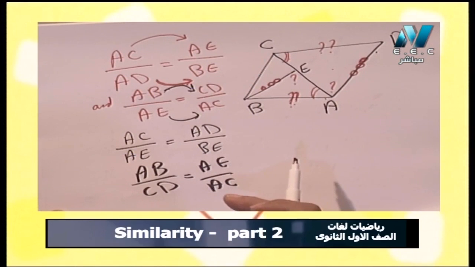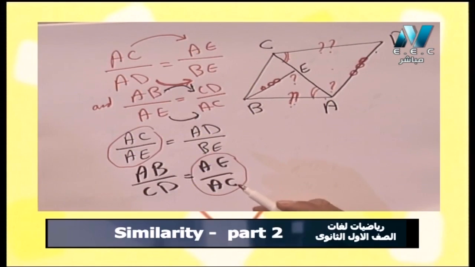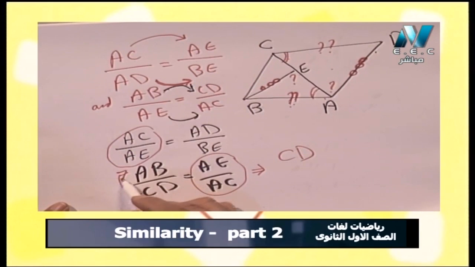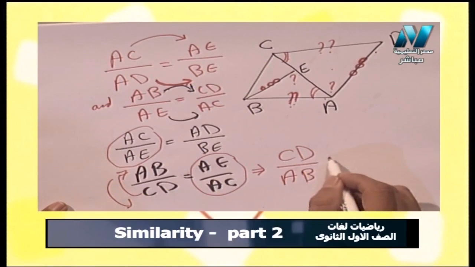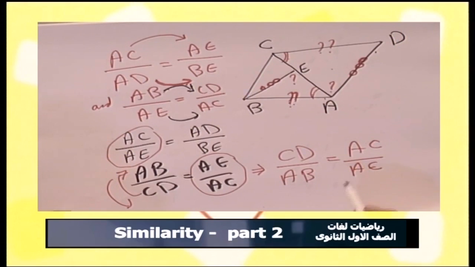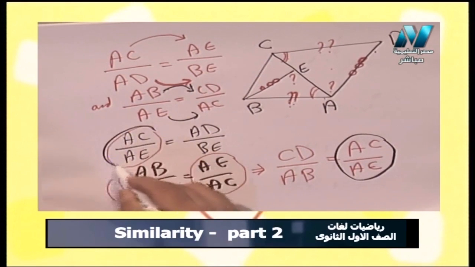Try to concentrate to find out what's similar, what's the same. You can notice that this ratio is the same as this one, but reciprocal. So we can put this ratio as the following. We can put CD here instead of AB and the other, and vice versa. CD over AB here equals AC over AE. Yes, now we succeeded to find that AC here is the same as there.